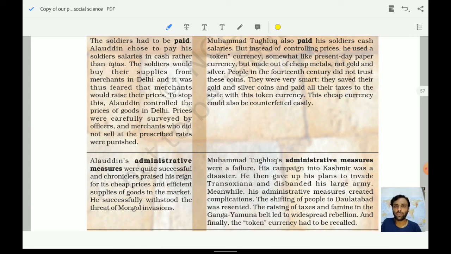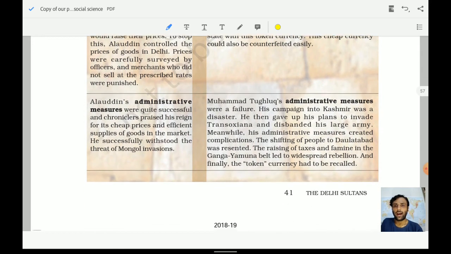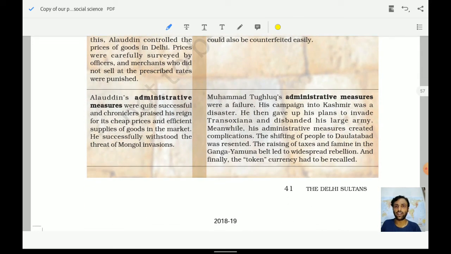The soldiers would buy their supplies from the merchants in Delhi, and it was feared that the merchants would raise their prices. To stop this, Alauddin controlled the prices of goods in Delhi. Prices were carefully surveyed by officers, and merchants who did not sell at the prescribed rate were punished. So he controlled all these prices so that there would be no rise, and all these army persons who were paid in cash would be able to buy things since the prices were controlled, right?